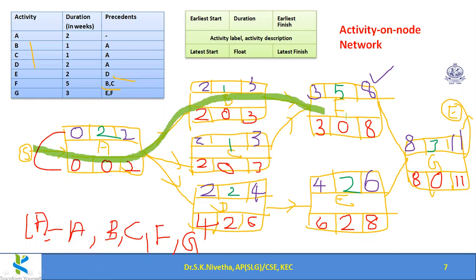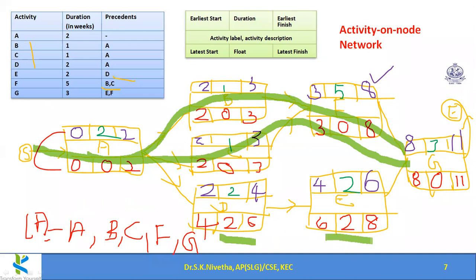A, B, F, G. This is one critical path. A, C, F, G. This is another critical path. A, D, E, G is not a critical path. Okay, so D can be delayed. E can also be delayed. So this is how activity on node network can be done to identify the critical path.